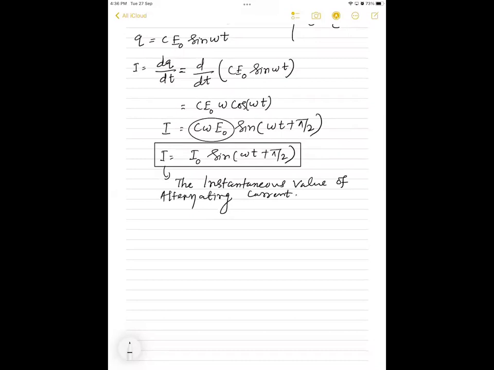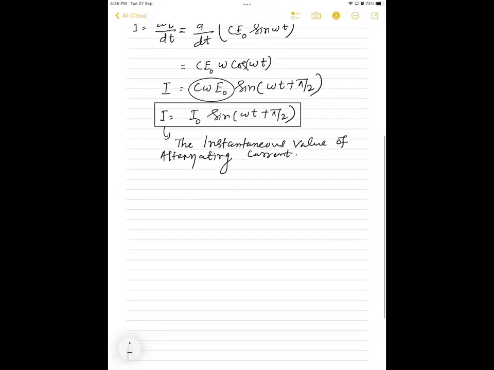And how do we find the peak current? I naught is equal to C omega E naught, correct? Can we write this in this way: keep E naught on top and write 1 by omega C below? And that is XC. So that is E0 by XC, correct?